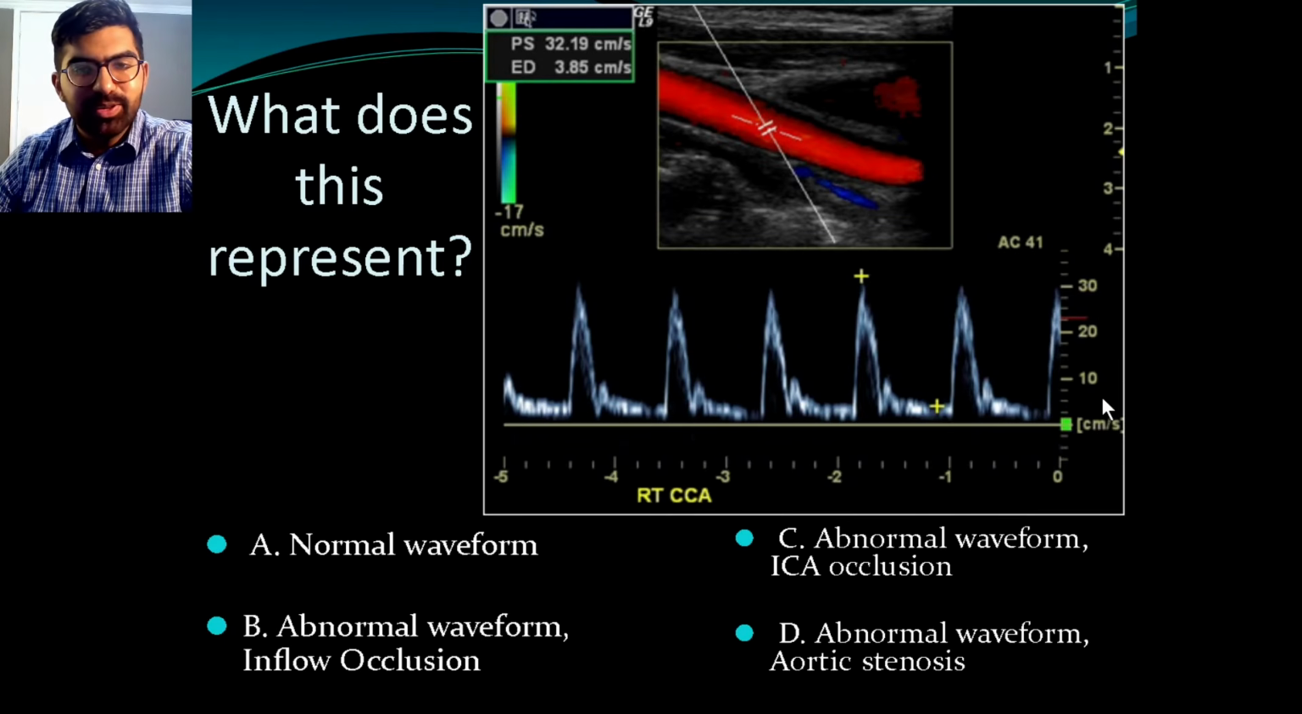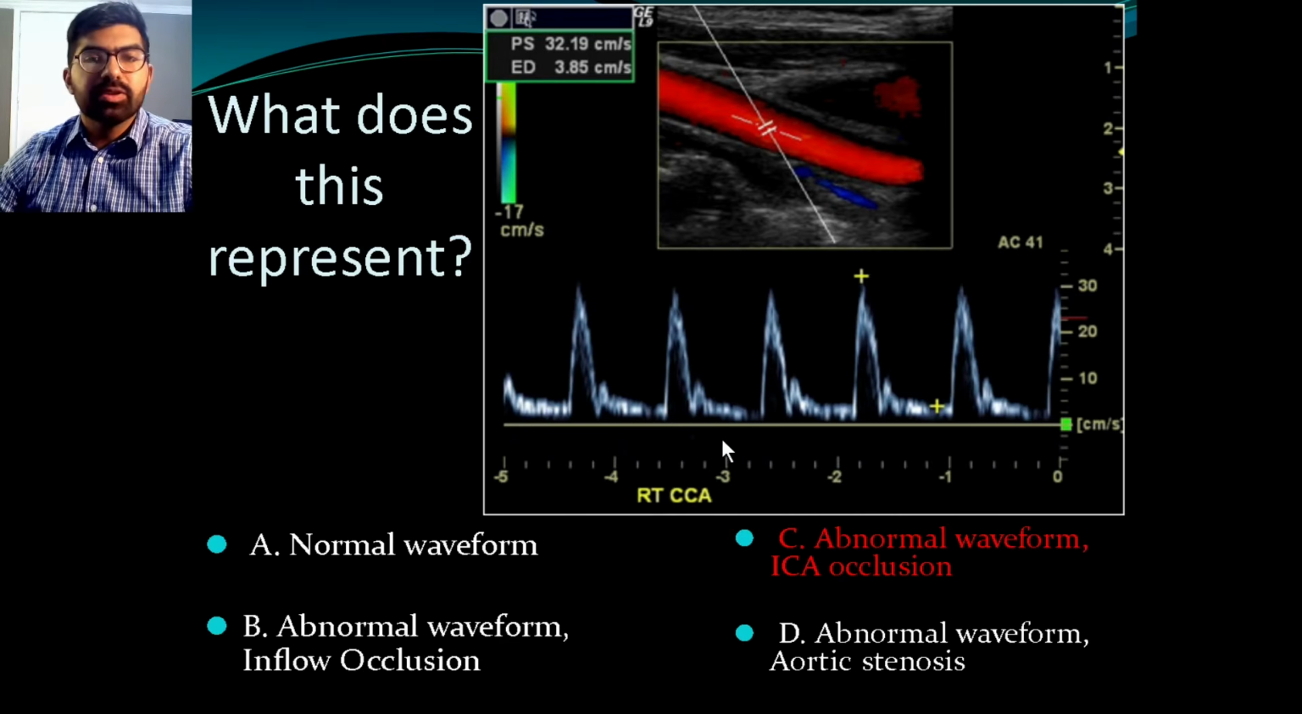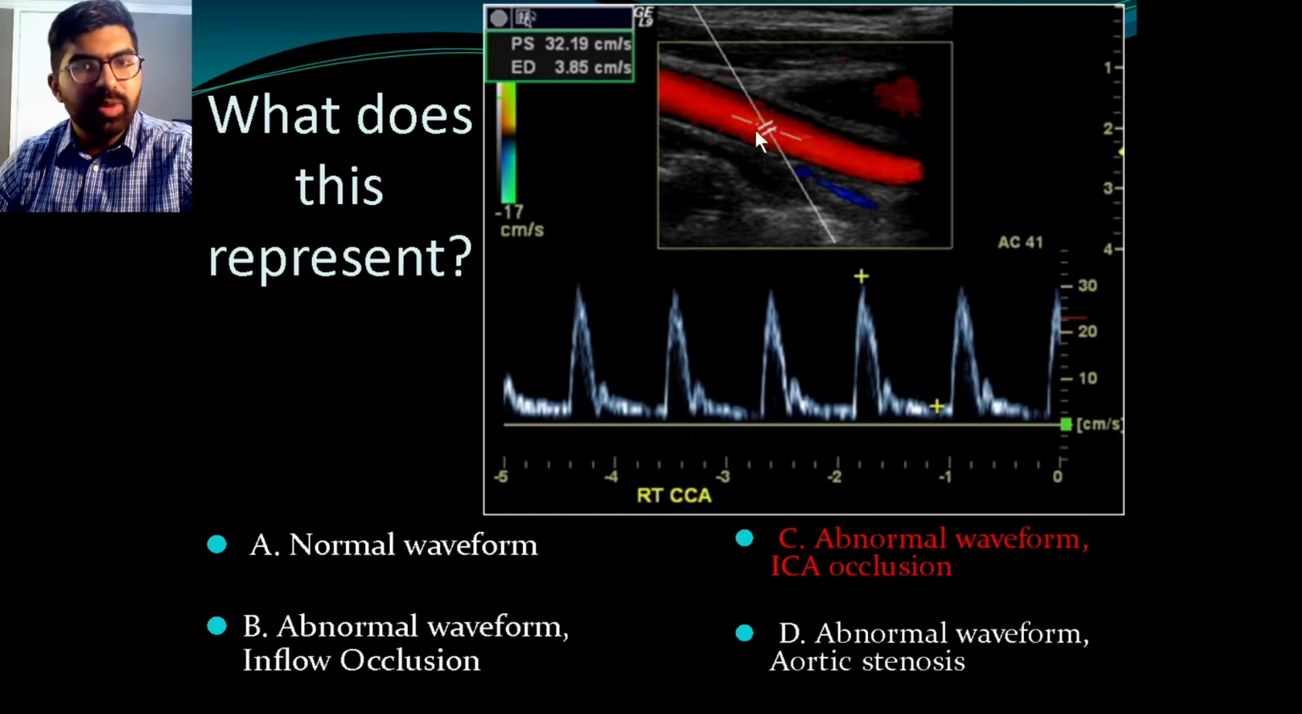And so for those of you who said it was ICA occlusion, you're 100% correct. So let's really break down this waveform. So tell me about the upstroke. Is it sharp? Yeah, it's a nice sharp upstroke, which points to the fact that you probably don't have any kind of inflow stenosis or occlusion, which would cancel out B and even D in this situation. So you're left with, is this a normal waveform or an ICA occlusion? And for those of you who are astute enough to look at the velocities, you may notice that the velocities are extremely low and the end diastolic velocity is essentially next to zero.